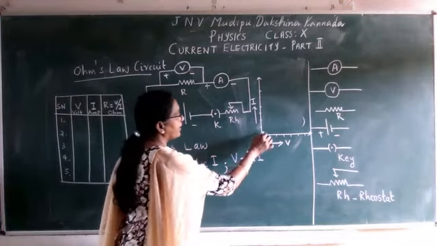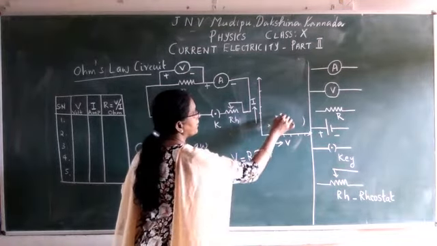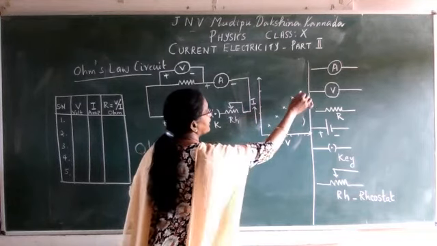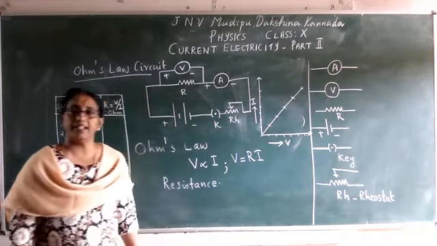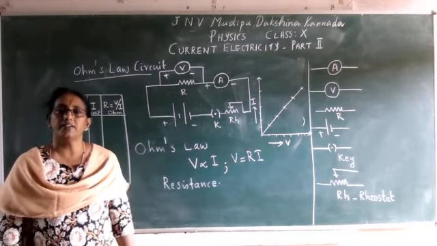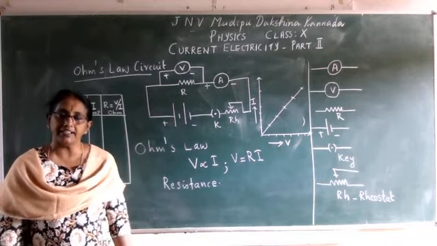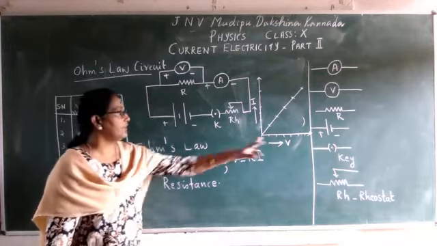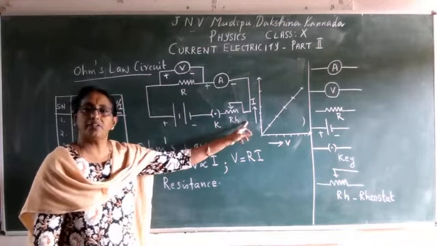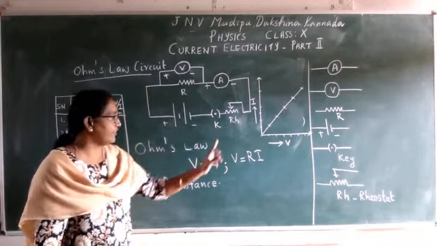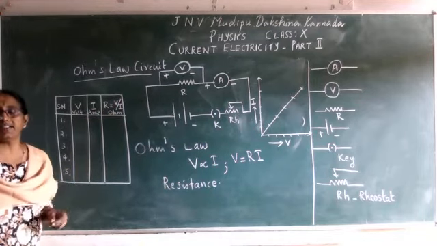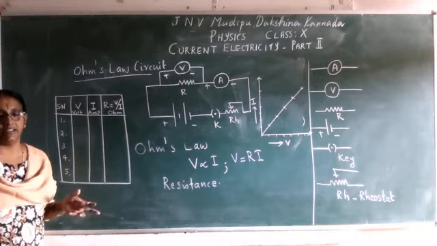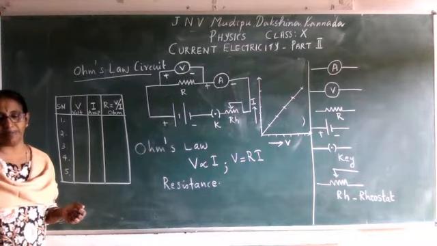Therefore, if you plot a graph, you will get points in such a manner that this will be a straight line. You will get a straight line graph. The VI graph will be a straight line, again showing that V is directly proportional to I, and V by I will remain a constant, which gives the resistance of the material. Let us perform the experiment.